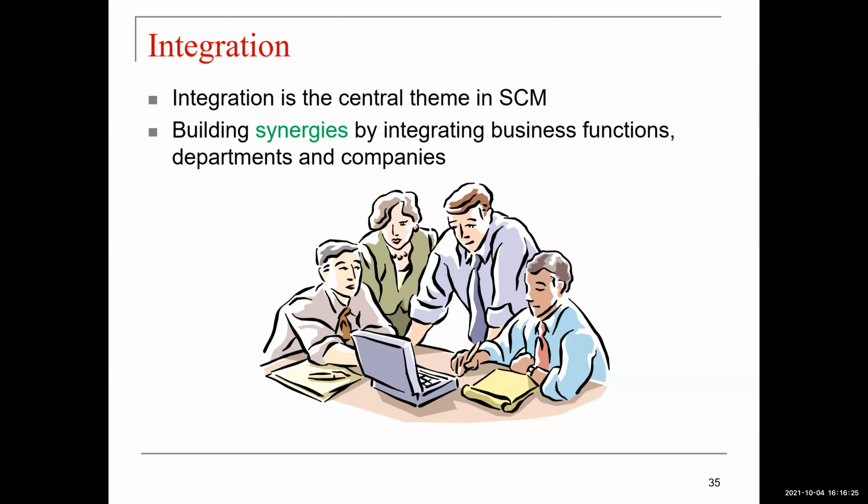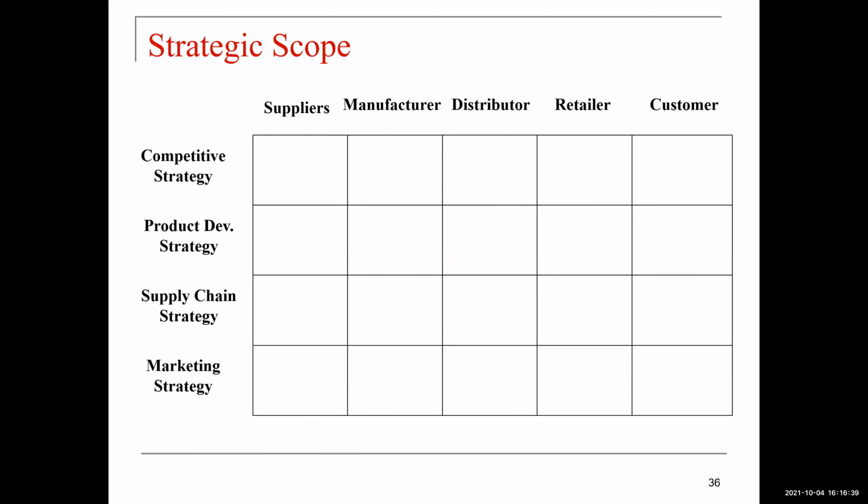Integration. Integration is the central theme in supply chain management, building synergies by integrating business functions, departments, and companies. You see the departments showing up here in terms of facilities and companies. So the strategic scope involves all these entities: the suppliers, the manufacturer, the distributor, the retailer, and the customer. Then we have to take into account the competitive strategy, the product development strategy, the supply chain strategy, and the marketing strategy.